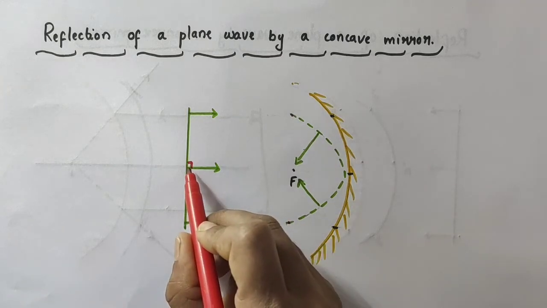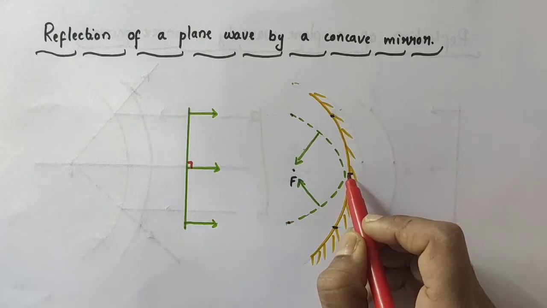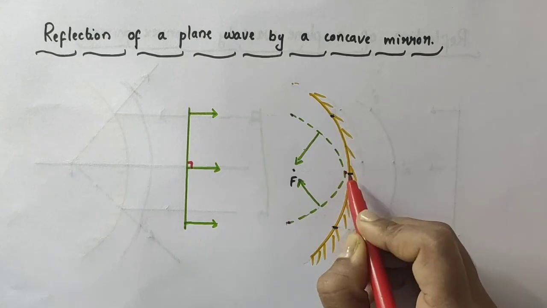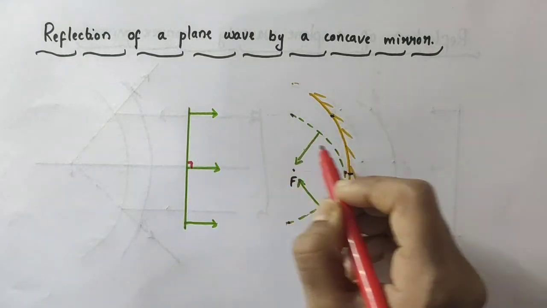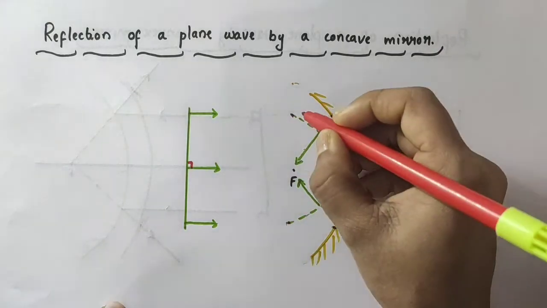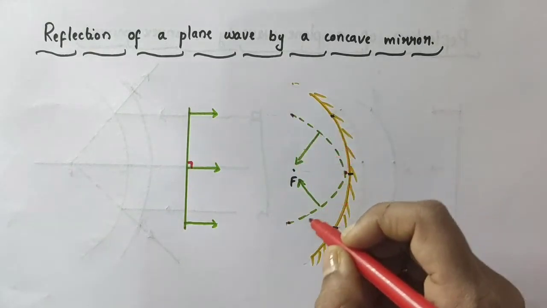But the central portion of the wave has to travel some more distance to reach the reflecting surface of the concave mirror. So after reflection, it will get delayed. So it has reached only some way here. Okay, so we got 3 points here. Now, similarly, you can consider many more points. And when we join all these points, we will get an emergent wave like this, a reflected wavefront like this.